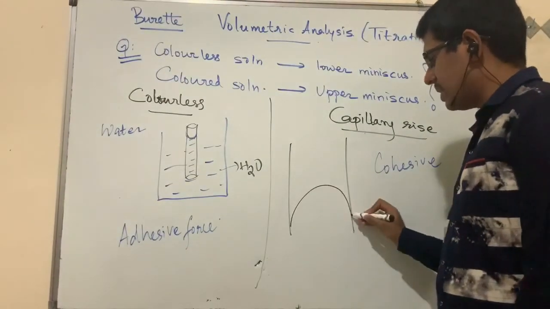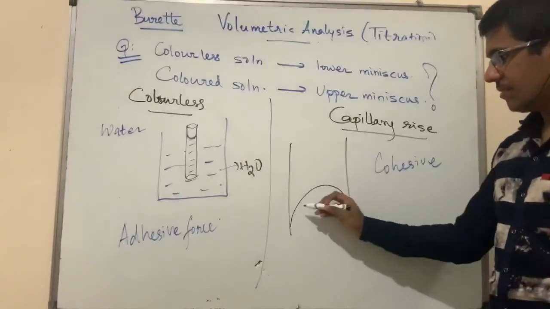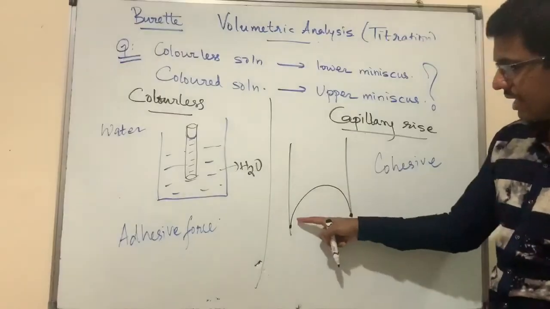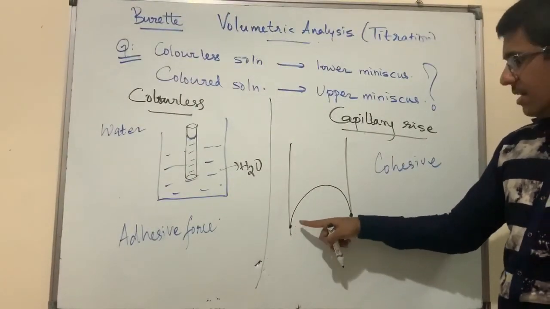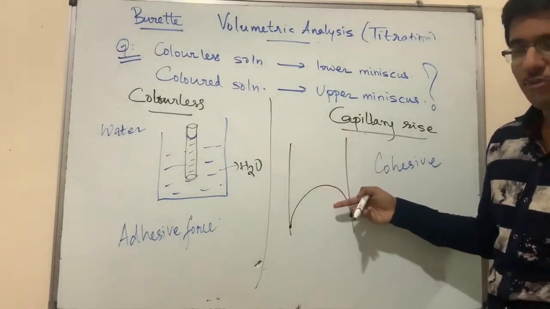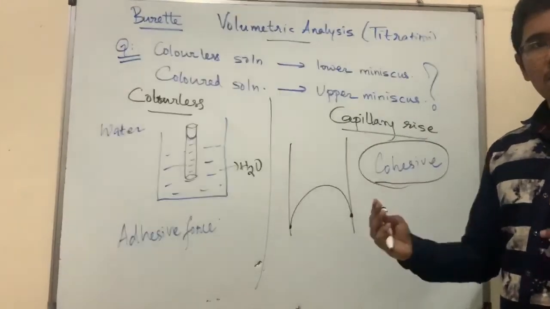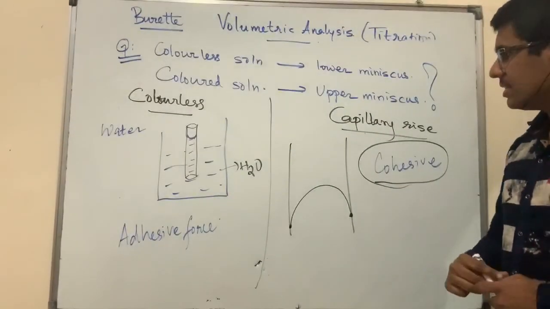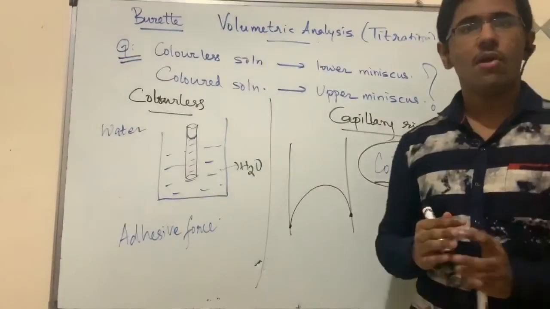If we see the diagram of potassium permanganate or any colored solution, mercury or anything, in a capillary tube, it forms an upper meniscus like this. Here the area of contact with the glass surface is less. By minimizing the area of contact with the glass surface, it forms an upper meniscus. It does not want to touch the glass surface much. The upper meniscus is formed because it has more cohesive force of attraction. The attraction between KMnO4 and KMnO4 particles is more than that between KMnO4 and glass. That is why for colored solution we read the upper meniscus, and for colorless solution we read the lower meniscus.